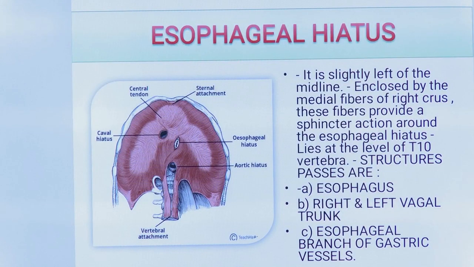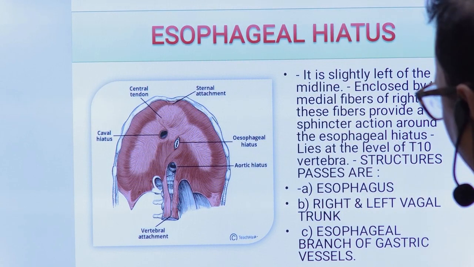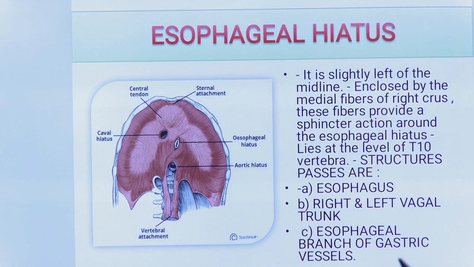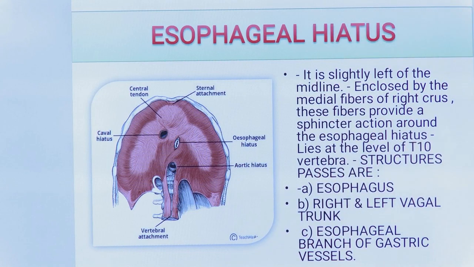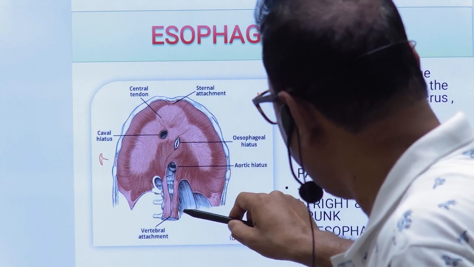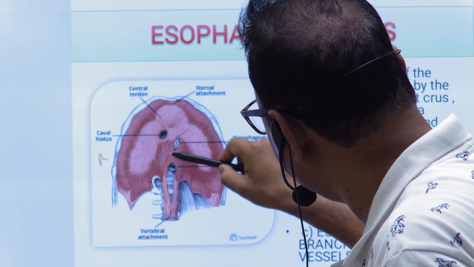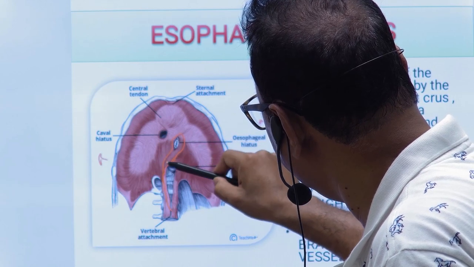Next, we have the esophageal opening, and this esophageal opening is actually formed by the medial fibers of the right crus of the diaphragm, but it is situated on the left side. So this is the left side and this is the right side. You could see that it is the right crus of the diaphragm. It is going like this, and some of the fibers are formed like this. It is coming like this.